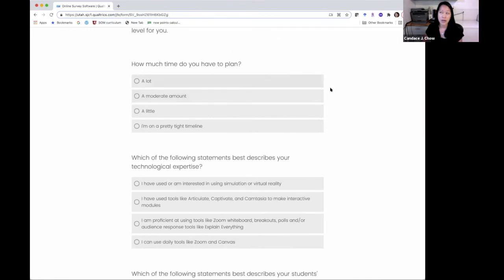I think if you have a clear plan, you can answer it as if you have a lot of time and you are interested in using sim or virtual reality, but you can also play around with this a little and just see what the different answers lead you to, like what recommendations those provide you. We thought that this would just be an interactive way for you to think about these questions that we've posed here with a specific learning activity in mind so that you could see what suggestions the tool directs you to. Is that clear, Kerri?